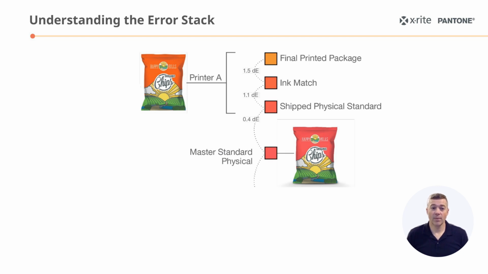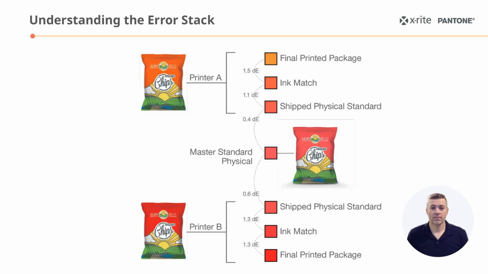On press, operators work within a tolerance of 2 and are able to achieve a delta E of 1.5 when matching the new standard set by the ink room. From Supplier A's perspective, everything appears to fall within acceptable limits. Supplier B undergoes a similar process, but the physical reproduction of the standard they received has a slightly higher delta E of 0.6. The ink tech measures it, and despite their best efforts, the closest match they can achieve on their specific substrate is 1.3.